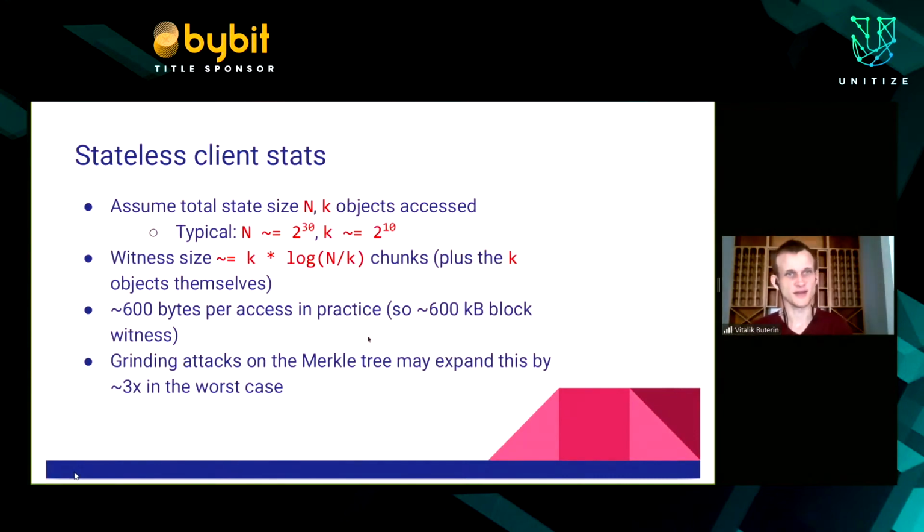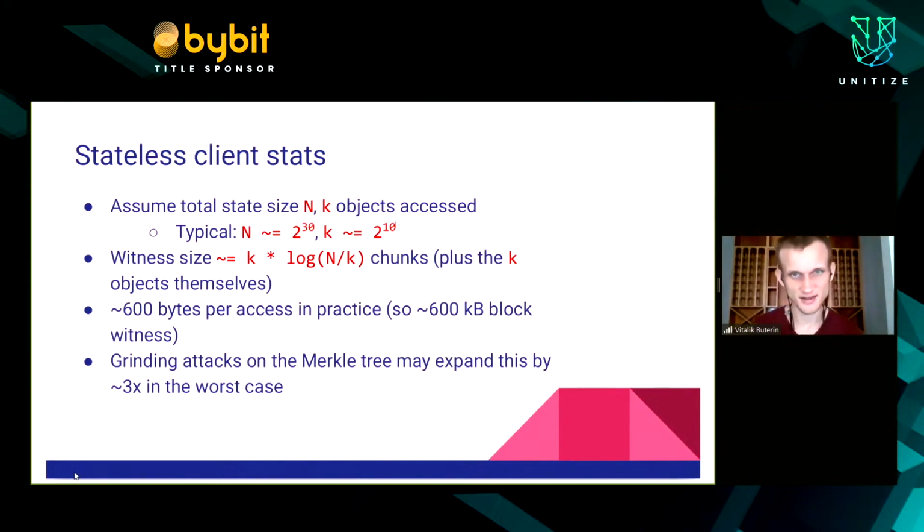Some statistics, right? So just for notation, we'll use N to refer to the total size of the state. So this is the total number of accounts and contracts and storage slots and all of this stuff together. And K is the number of objects that get accessed in the block. So approximately speaking, in Ethereum blocks, N is around 2^30 and K is around 2^10, right? So N is about 1 billion, K is about 1,000.